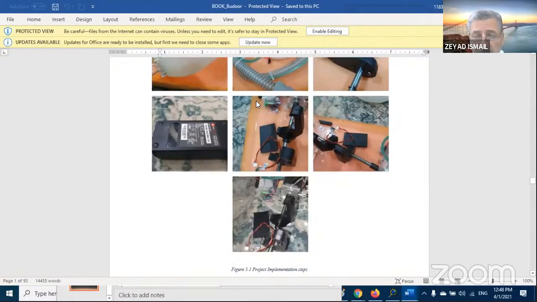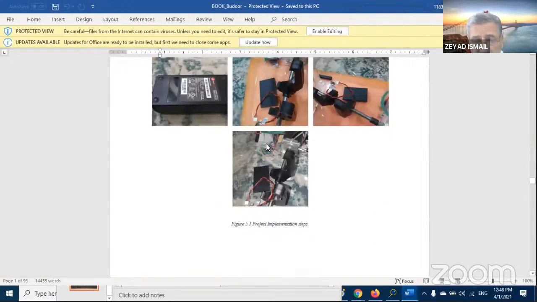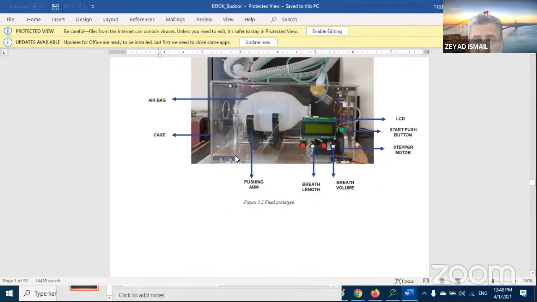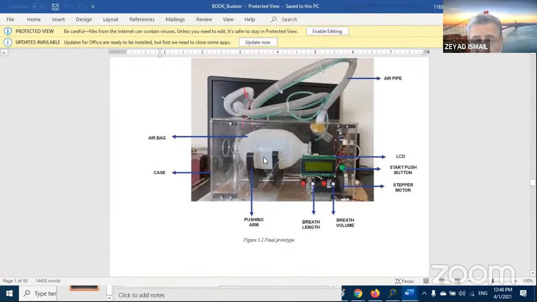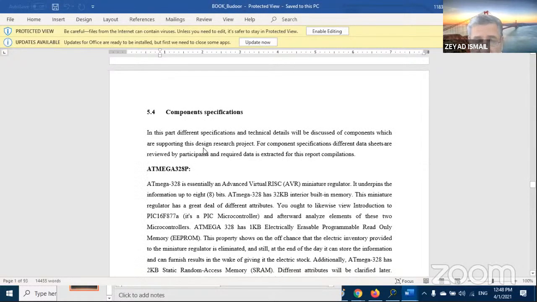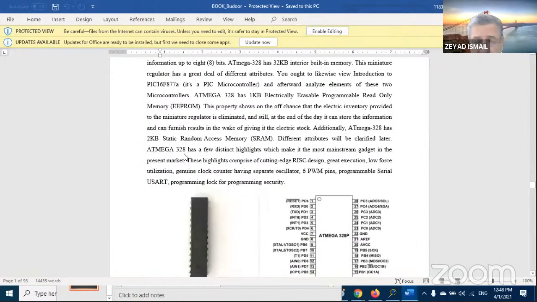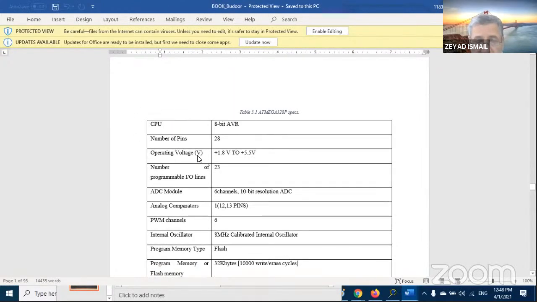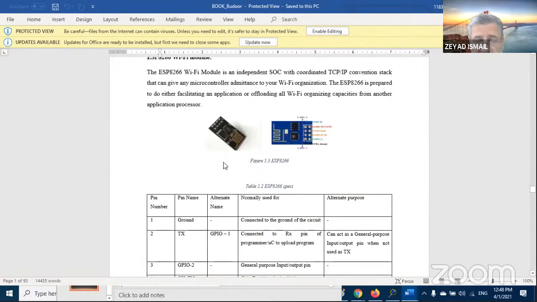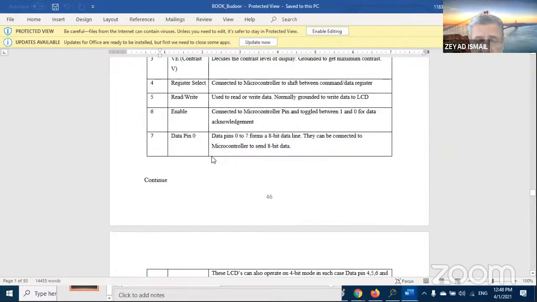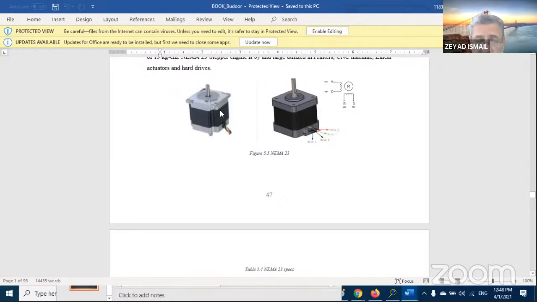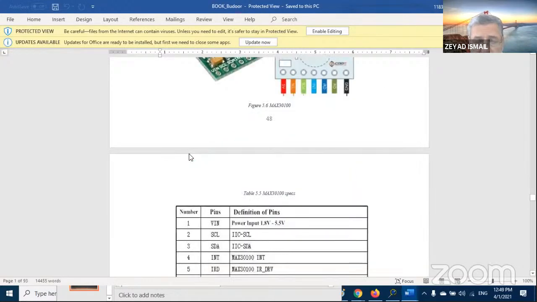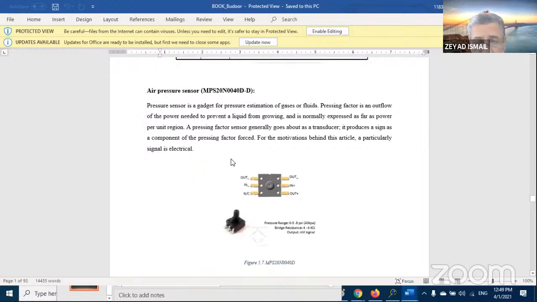As we see here, what are the components, mechanical or electrical, used? Then this is the final prototype of their project with all names given on this prototype. Specification of the components used in their project: microcontroller, Arduino. Specification of the micro, the sensors specification, and the LCD. Motor: the stepper motor they used for pumping. And also this is a driver for the motor. And this one is the air pressure sensor.